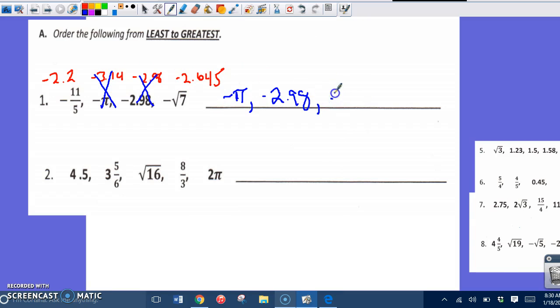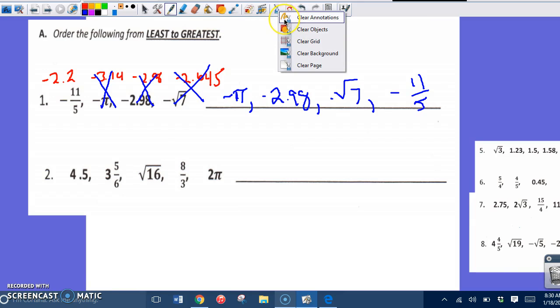So put this back in its original form. Took care of that one. And then this one, which is the 11 over 5. There you are, from least to greatest. I'm going to move over to the second one. And remember, you can print this worksheet out and follow along right with me.